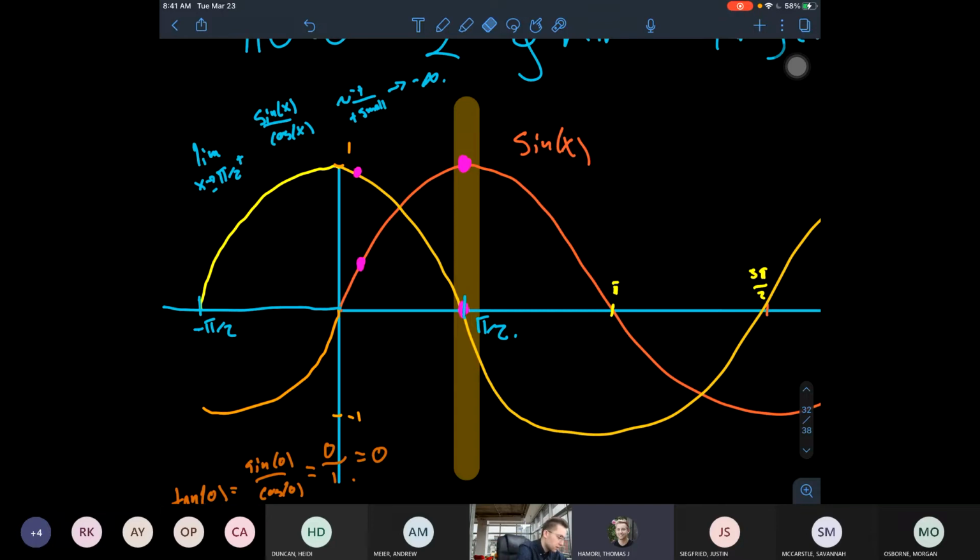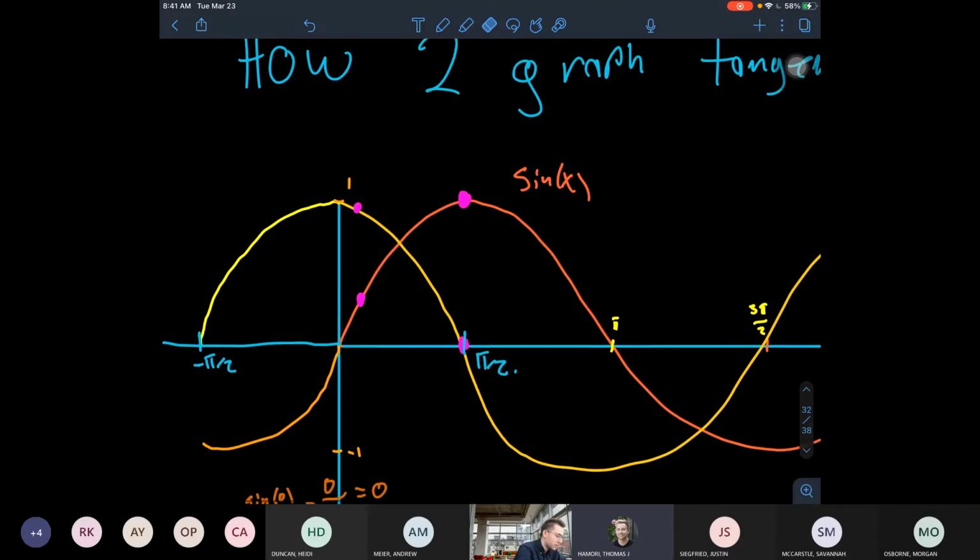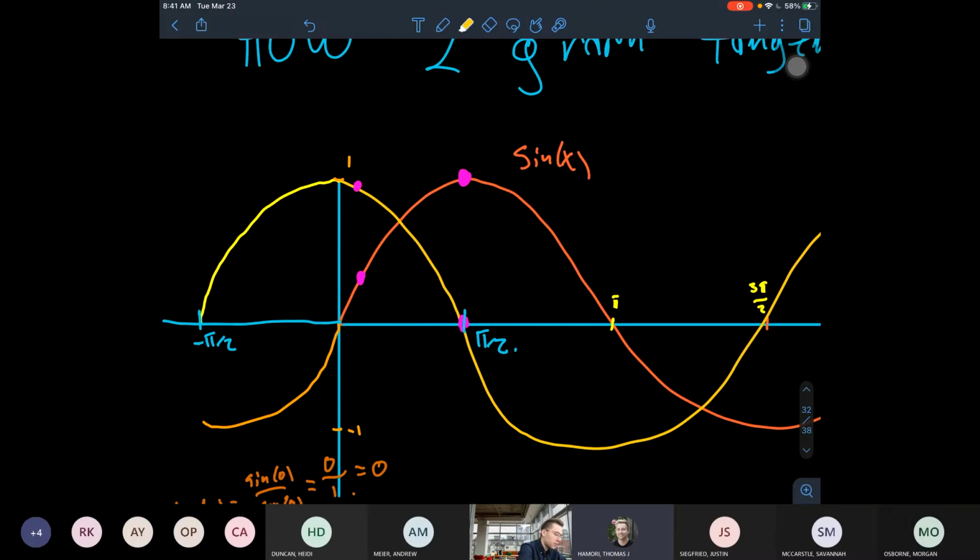So here's what the behavior is. Okay, let me erase this, and we'll go back through it. Okay, so let's first figure out what's happening to the tangent graph in between negative pi over 2 and pi over 2. Okay, so let's focus in on this region, and let's start on the left side of the region and consider what's happening to the graph of the tangent function when x is very close to negative pi over 2.